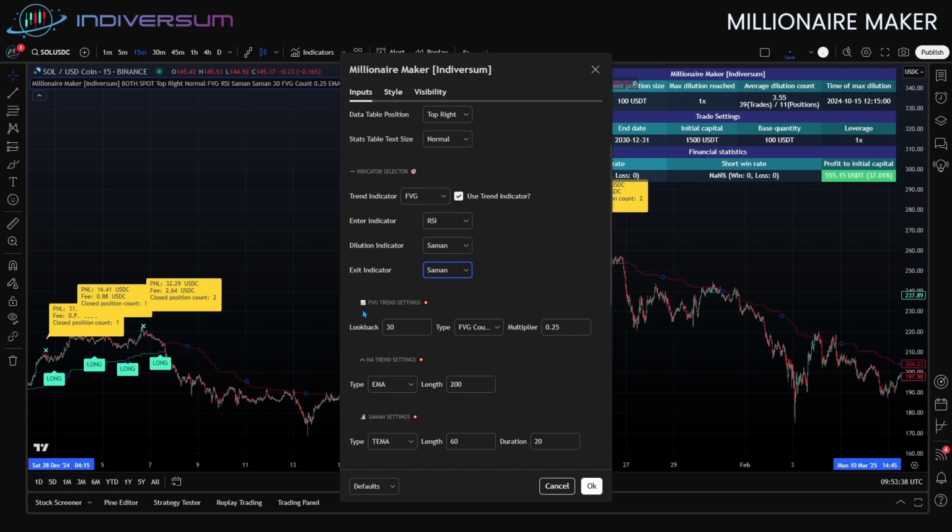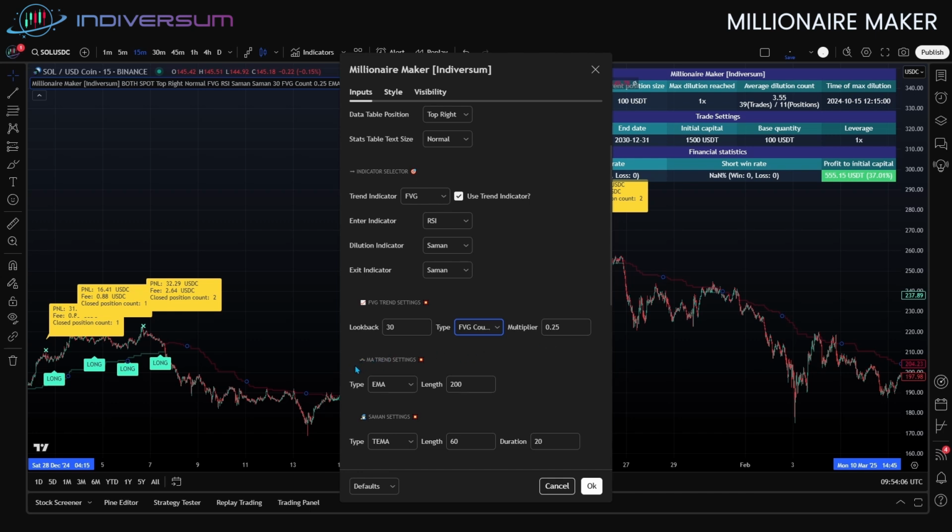Let's fine-tune the FVG trend settings. Look back. This defines how many candles the indicator analyzes to detect trends. A higher number means it considers a longer trend history. Type. Here, you can choose whether it counts candles or FVGs. Multiplier. This controls sensitivity. A smaller number makes the indicator more sensitive, while a larger number smooths out the signals.